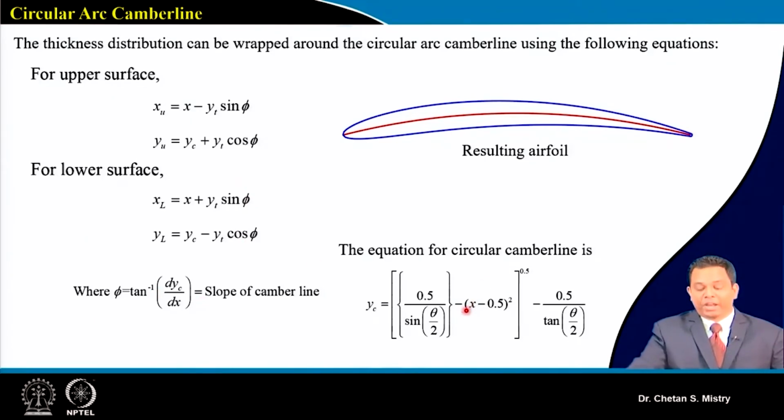And what is my camber line? Here, this is my camber line. This is my equation, and based on that we calculate our phi at different locations. Be careful: at different locations we get our slope, and we put that into this equation, and that is how we calculate the coordinates of the upper surface and the lower surface. This is how we make our C4 aerofoil at a particular station using a circular camber line.